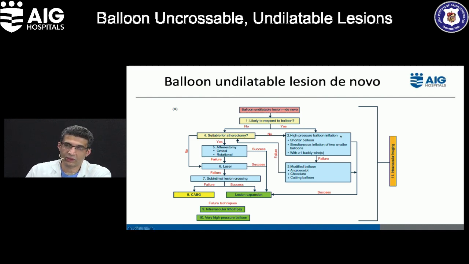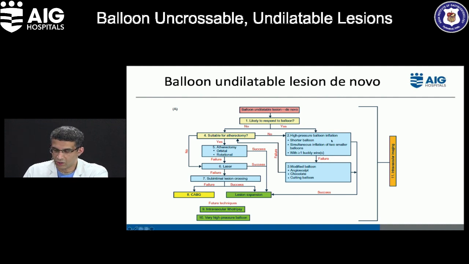And when the balloon doesn't go in the first place, there is no way that you are going to inflate it. So those are the situations where, more often than not, you will always land up with atherectomy, and none of the balloons are ever a replacement for atherectomy when the lesion requires atherectomy. So that's a point which you should always remember when we are treating these types of lesions.